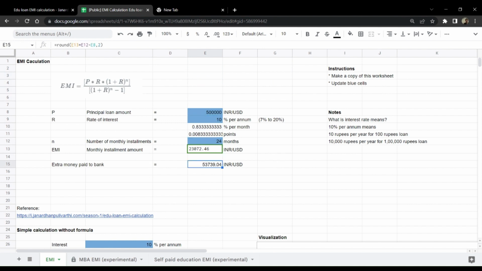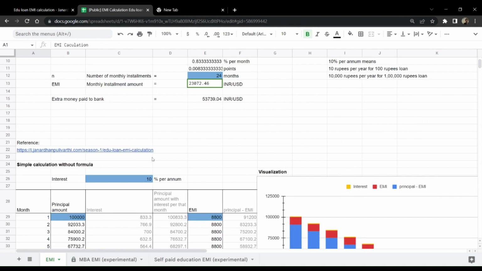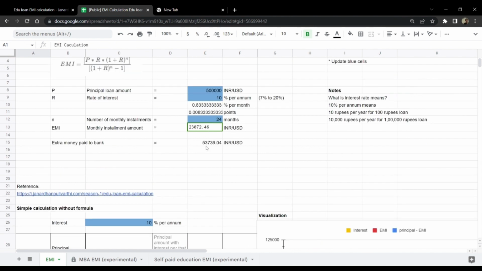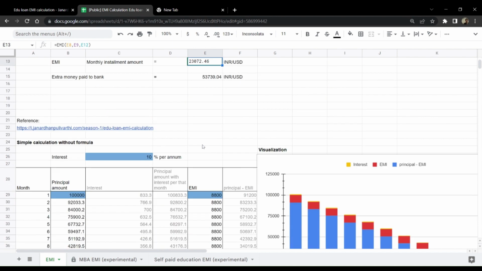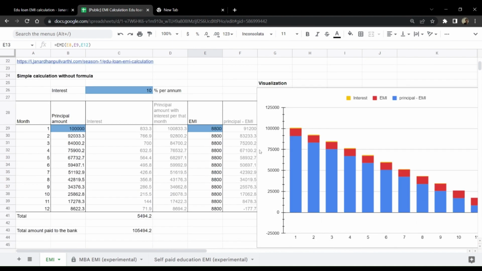Okay, this is about the formula, and now let us do it without the formula. If you just want to calculate this much, you can stop here. Otherwise you can go on to understand what exactly is happening with the EMI: what happens if we pay more EMI versus less EMI, and how the interest rate is affected.